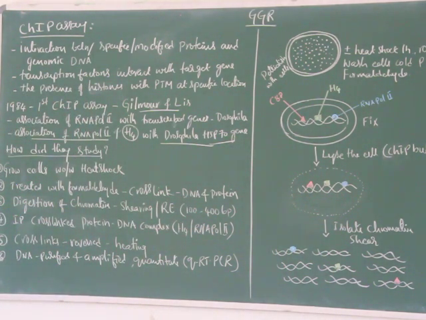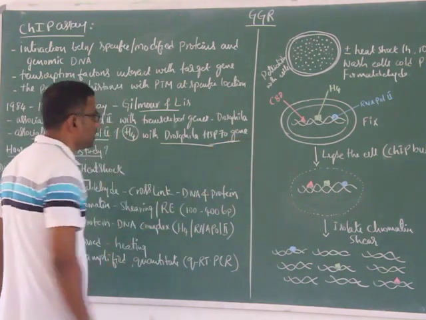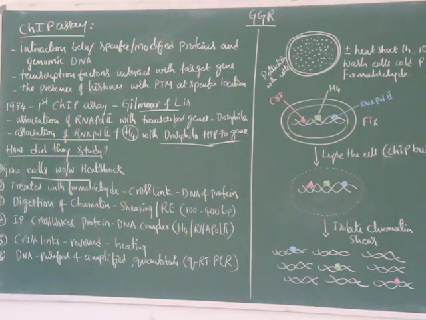So how did they study this technique? It's very simple as I mentioned, but when you do it in the laboratory, it's very hard to reproduce. Okay, they grew cells with or without heat shock. The thing is, HSP70 gene expression can be induced upon heat shock, right? So that's why they grew Drosophila cells in the presence and absence of heat shock. Then treated with formaldehyde. Formaldehyde cross-links DNA and protein.